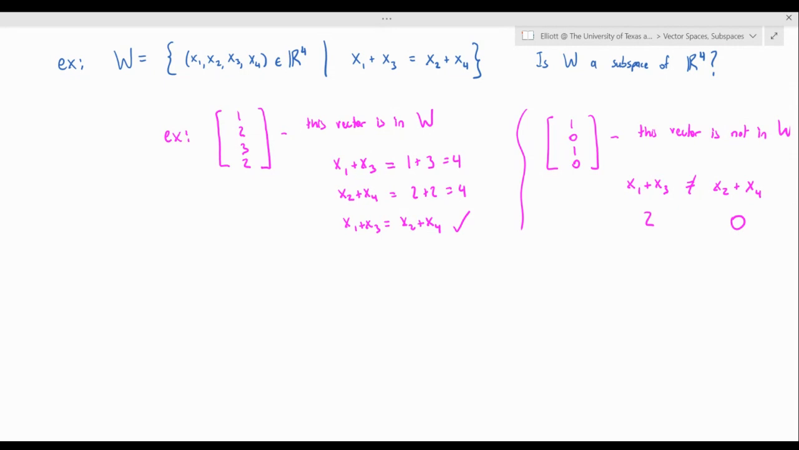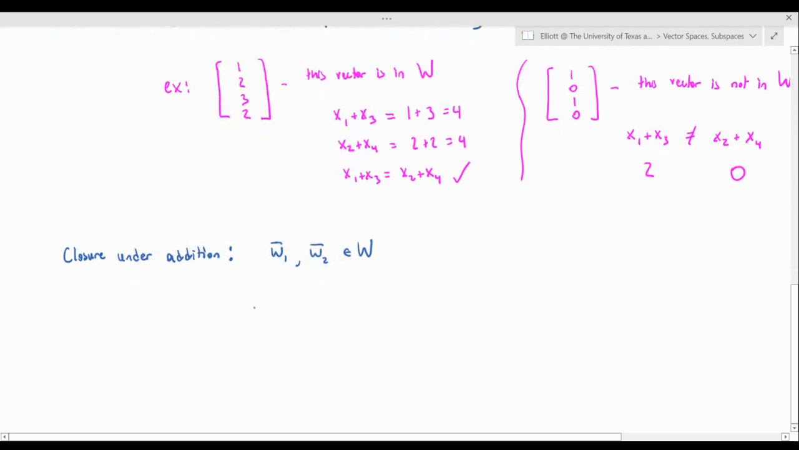All right, so to get to the actual question, to check if W is a subspace, we need to check if W is closed under addition, and also if it is closed under scalar multiplication. So let's take a look at the closure under addition property first. We need to take 2 vectors in W. So let's say that we have 2 vectors, W1 and W2. Let's say W1 is x1, x2, x3, and x4.